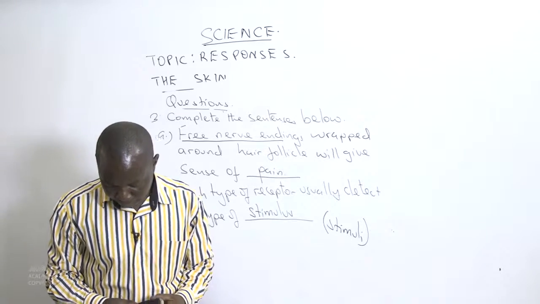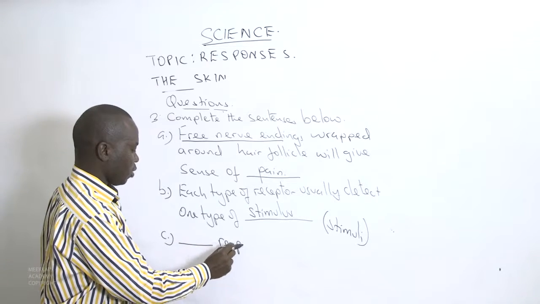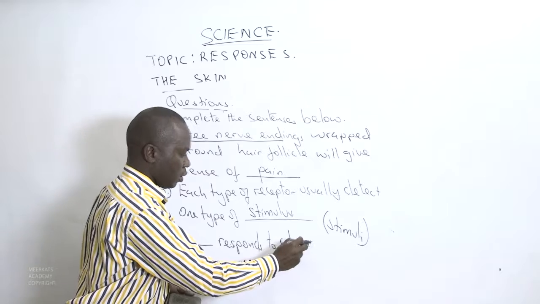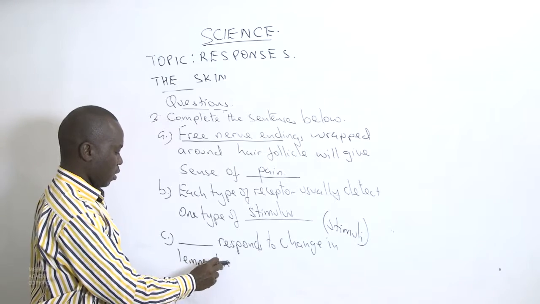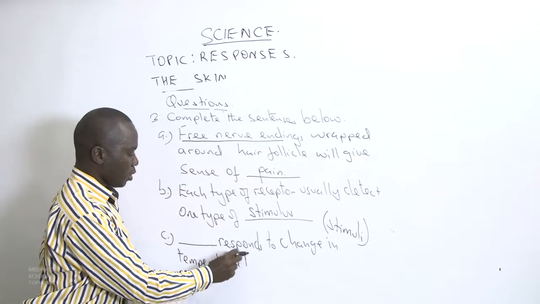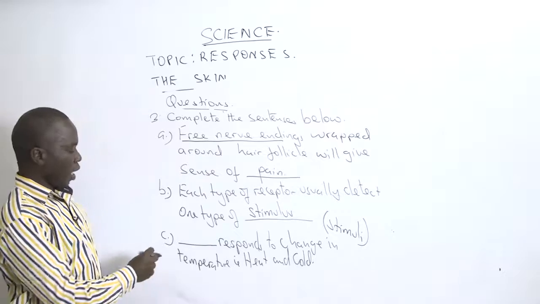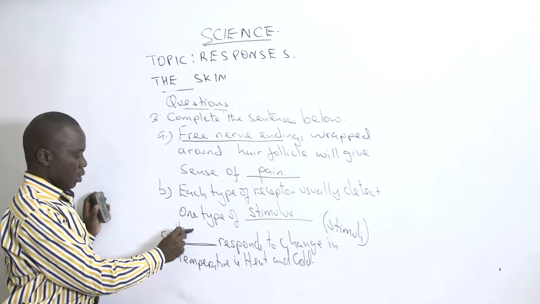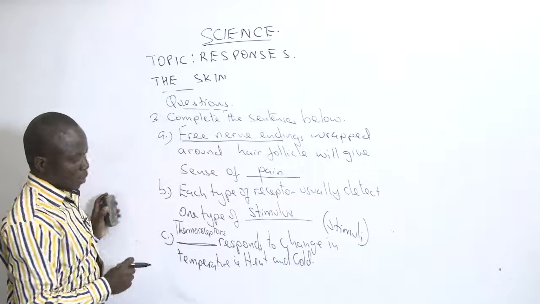Then C, dash response to change in temperature. Which part of the skin responds to change in temperature, that is, heat and cold? Which part of those nerve cells? We said they are called thermoreceptors.